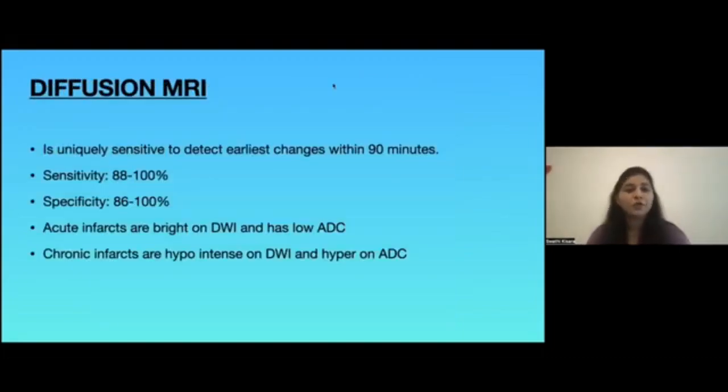So coming to diffusion weighted MRI, diffusion MRI is uniquely sensitive to detect earliest changes within 90 minutes. The sensitivity and specificity of the diffusion MRI is very high, and it is between 86 to 100%. Acute infarcts on diffusion weighted imaging appear bright and they have low ADC values, whereas chronic infarcts appear hypointense on diffusion and they appear hyperintense on ADC.